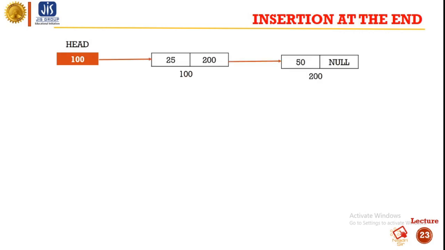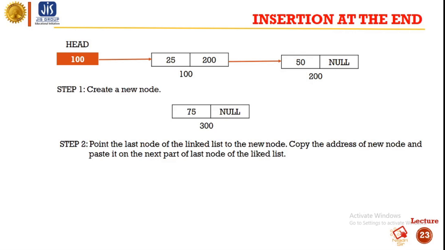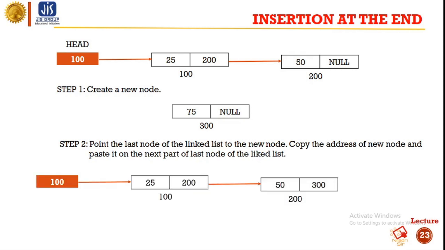So now we'll insert the node at the end. We first have to create a new node, then we will point the last node of the list to the new node. We copy the address of the new node and paste it on the next part of the last node of the list. As you can see, this is the copy, 75, and it is now here at the end. So it is inserted.